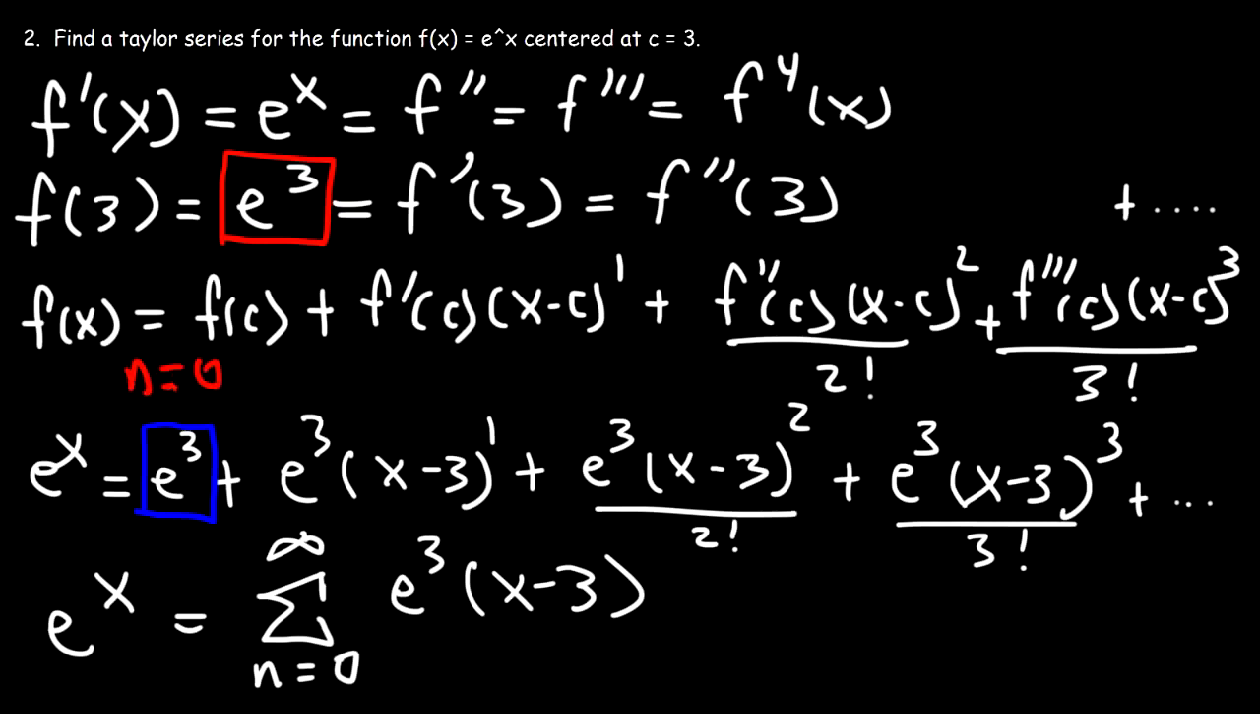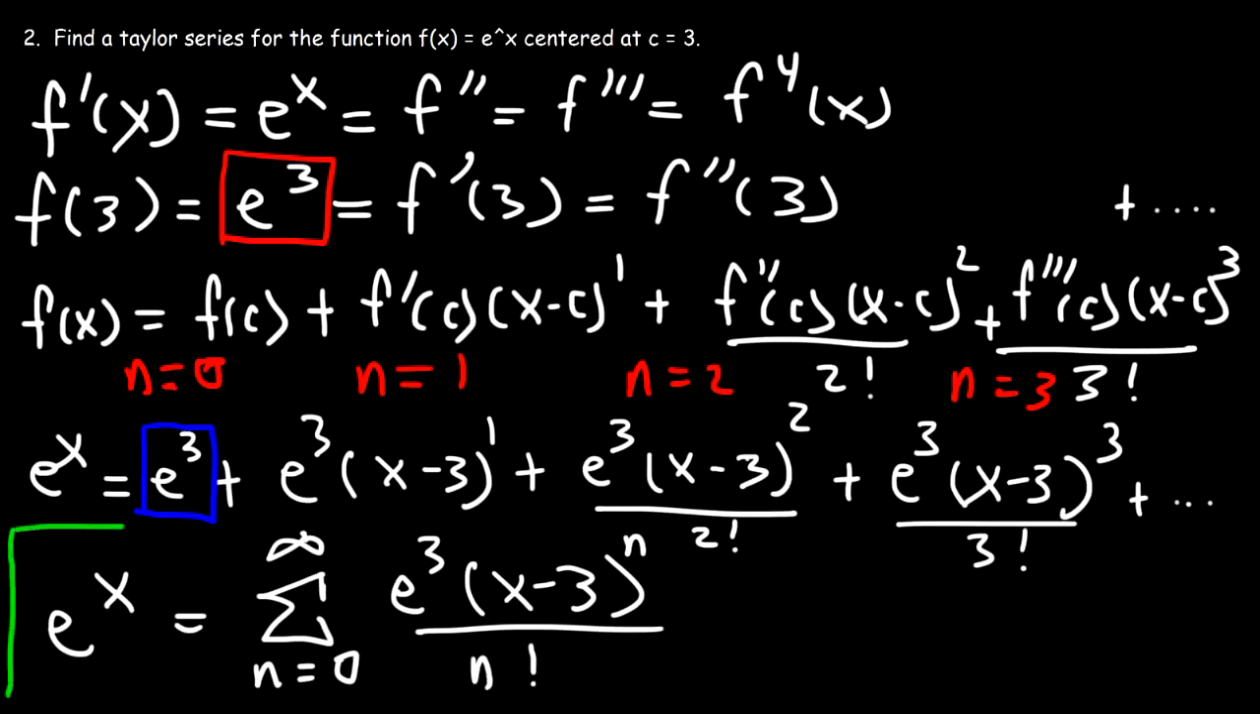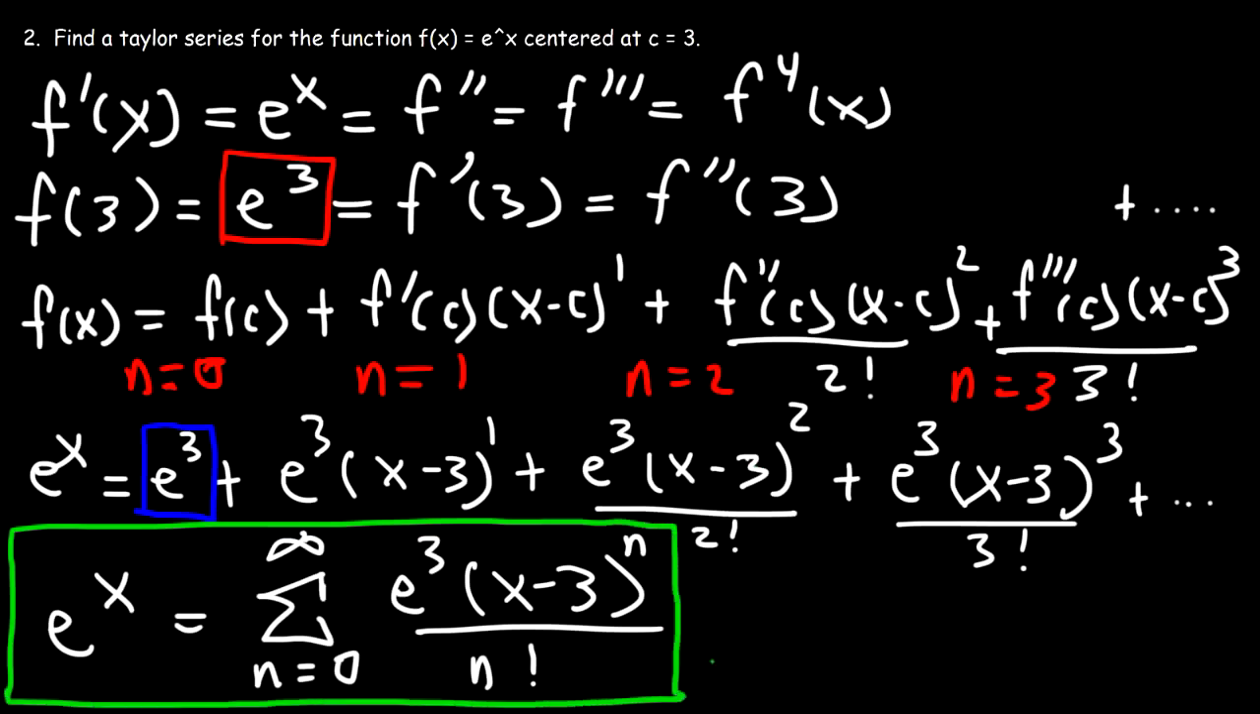Now when n equals 0, we have the e to the third term. When n equals 1, we're going to get this term. And then this is for when n equals 2 and when n equals 3. And so notice that the n values match with the exponents and the factorials. So therefore we can say that this is x minus 3 to the n power divided by n factorial. And this is the Taylor series for the function e to the x centered at c equals 3.